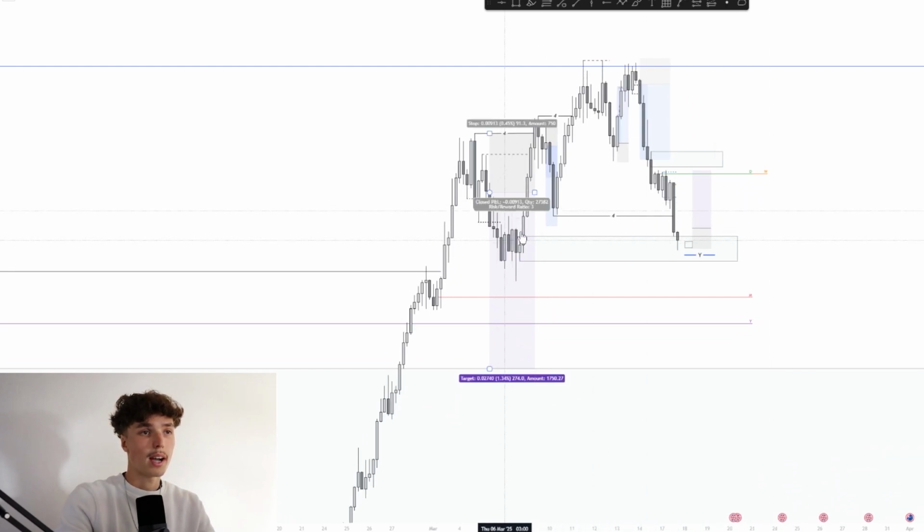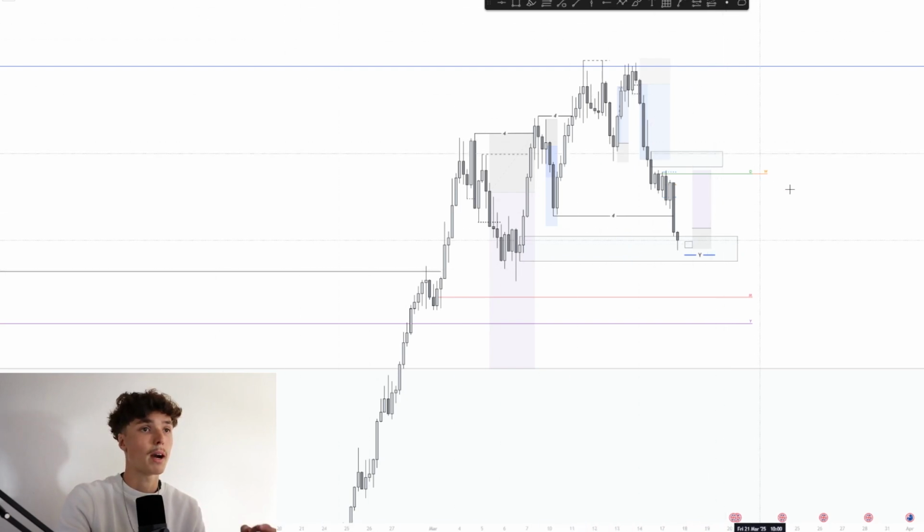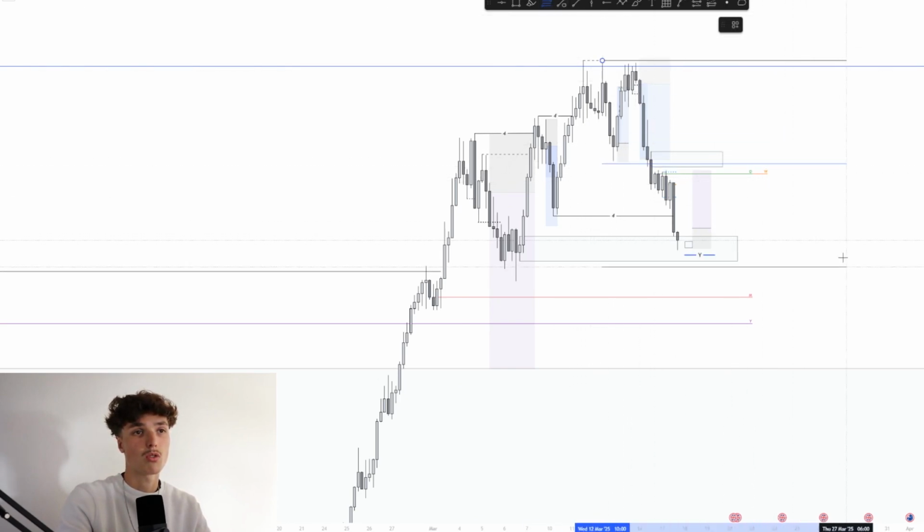What did I do? I saw that we came in towards this demand zone. We took liquidity, we broke market structure, so I thought I'm looking now for confirmation to trade up higher towards this weekly open, towards this 50% Fibonacci retracement.